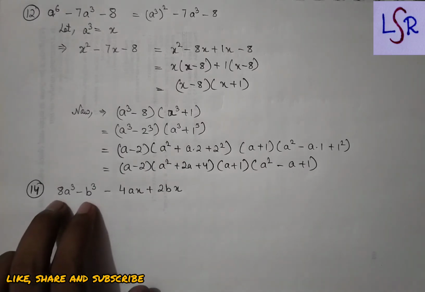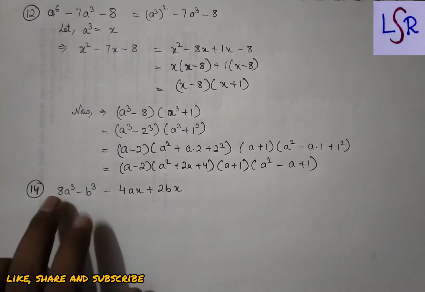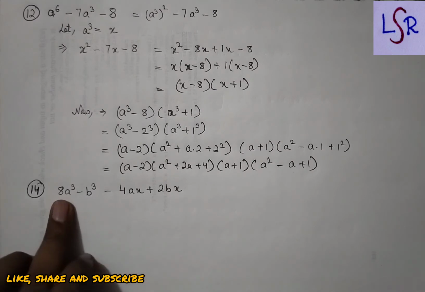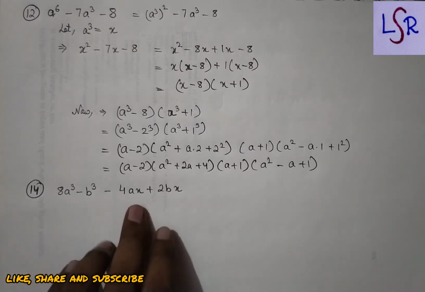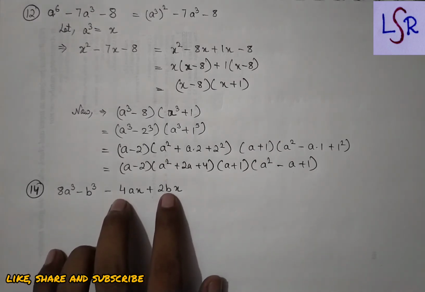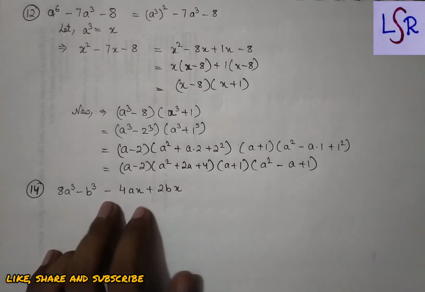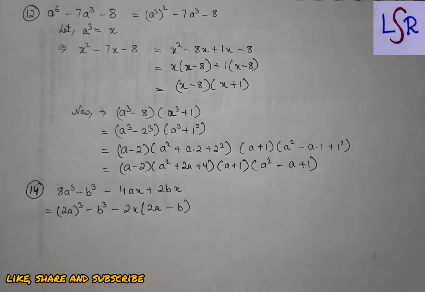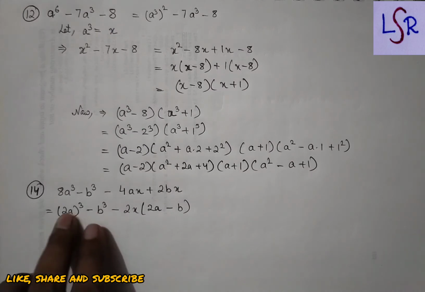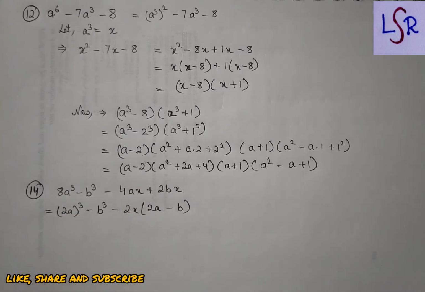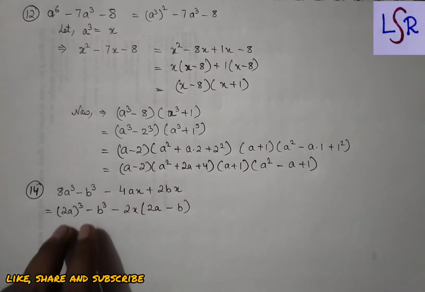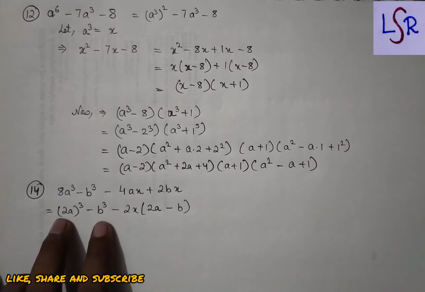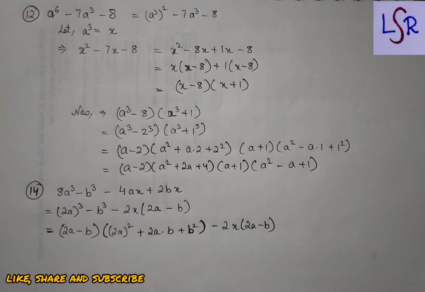These two are in the form of cube. This is 2a to the whole cube, and this is already in a cube. Now from these two we can take a common of 2 and x. We have got this, and we are taking a common of 2x from these two. Now we have already got this in the form of a cube minus b cube, and we are going to just use the identity. After using the identity we have got this.